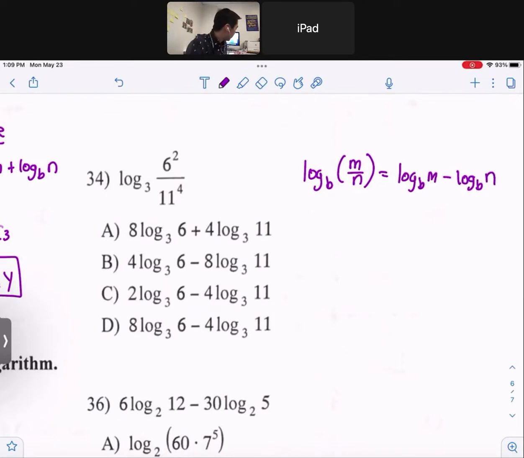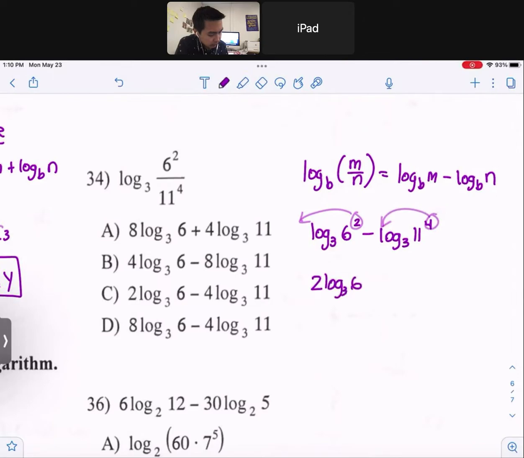So when you guys expand it like that, when you do division inside of a log, then it's going to be subtraction in between the two logs. So right now we have this, so when we expand it, it's going to be log base 3 of 6 to the 2nd minus log base 3 of 11 to the 4th. And then to finish it off, we just put the two exponents to the front. So this is what it looks like to expand it all the way.